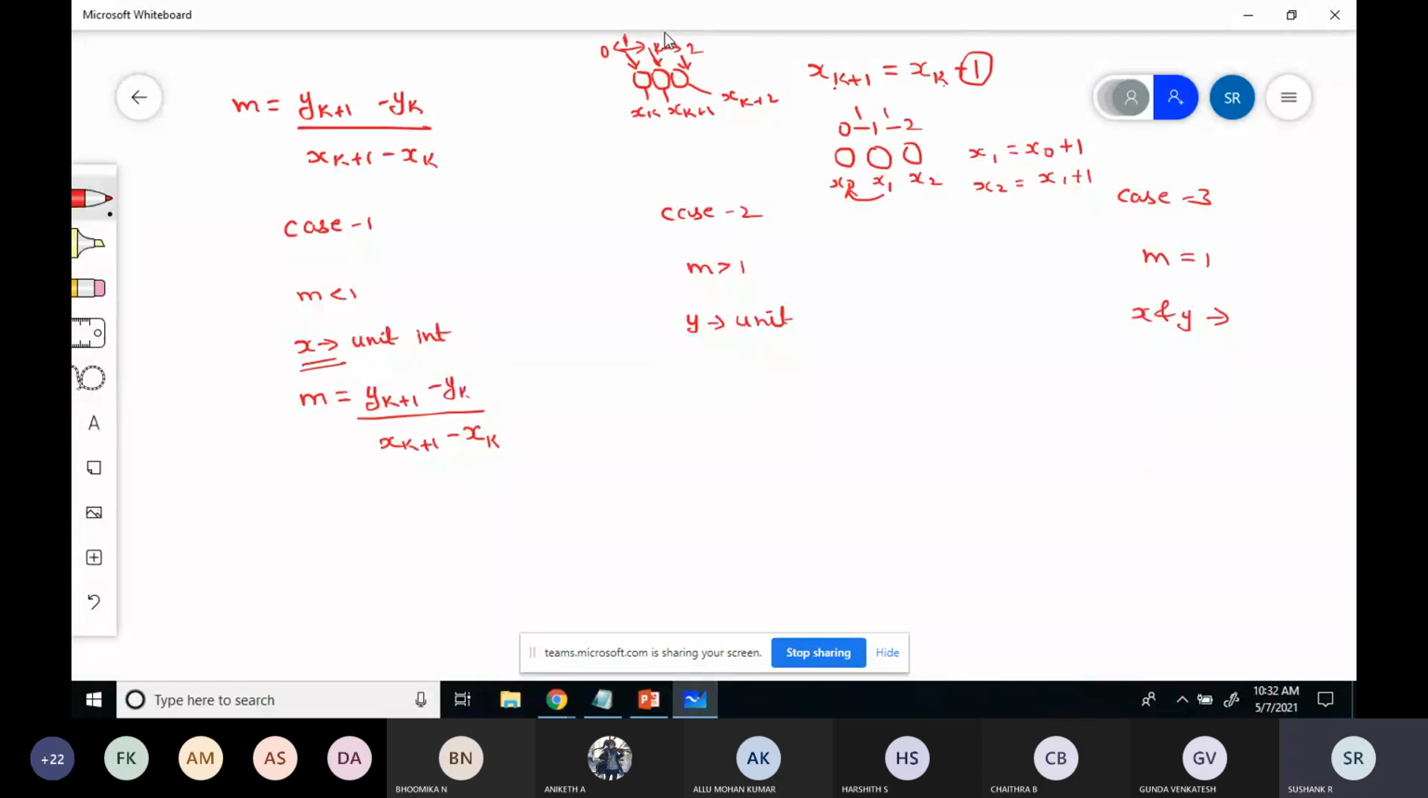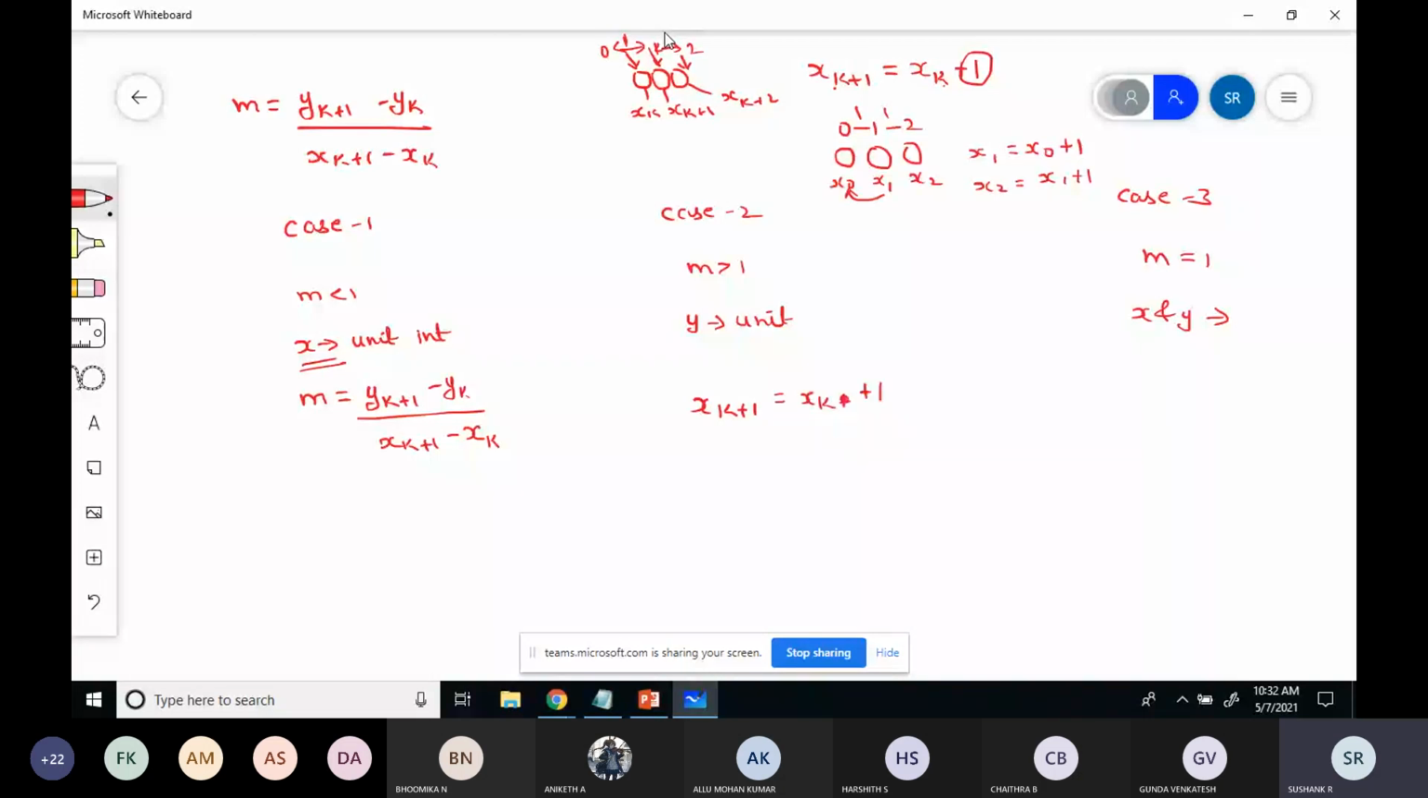You are getting this point? Yes or no? Unmute yourself and tell me, otherwise I want to switch to that screen and check the message. You're getting this point? So why did I write x of k plus 1 is equal to xk plus 1?